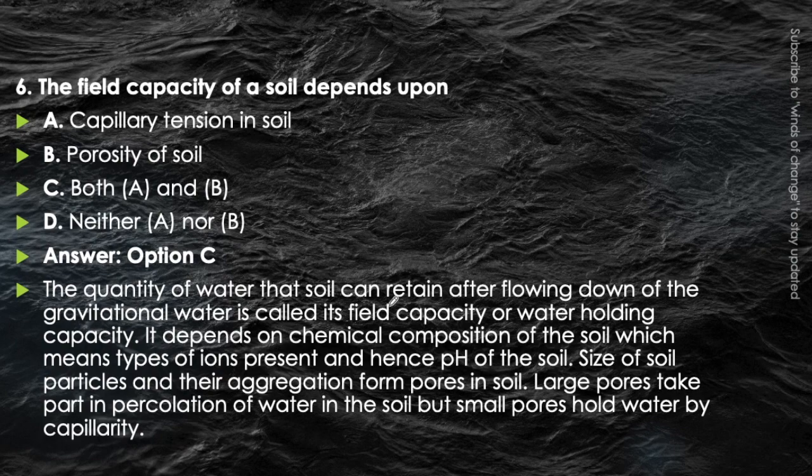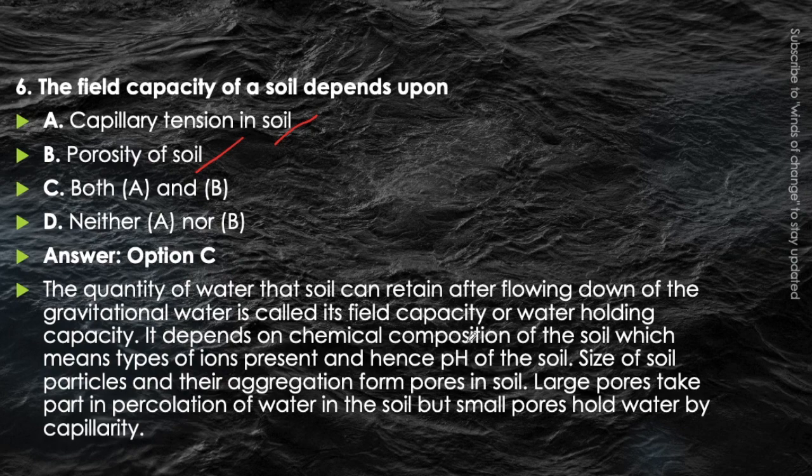The quantity of the water that soil can retain after flowing down of the gravitational water is called the field capacity. Okay, it is the water that is retained by the soil particles after all the water which can seep down, which can percolate under gravity, has gone down and joined the water table. Now those waters have escaped. Now only the water in the capillary tension in the soil will remain. So as much as there is porosity in the soil, in the pores only this water can be filled. That is why the field capacity will be more.